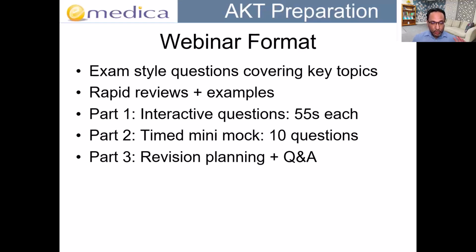So what we're going to do today, we're going to go through exam style questions covering important topics, followed by rapid reviews with examples of the kinds of questions that you might get. And we'll cover some clinical, some stats, some admin. So we'll split this into three parts. The first part, we'll do a few questions where I'll show you a question, give you 55 seconds to look at it. Then I'll launch a poll, and you'll use the poll to select your answer. And then I'll go through the answer and explanations after each one.